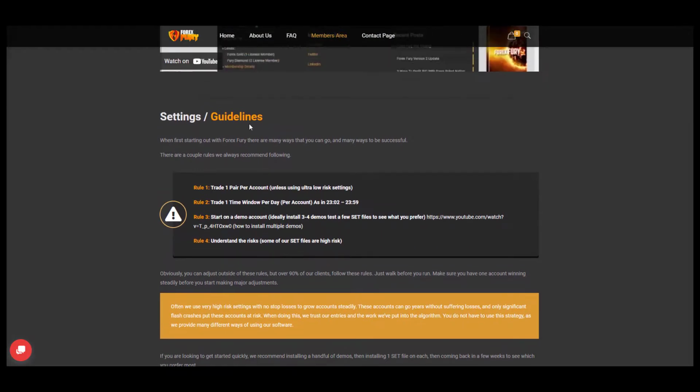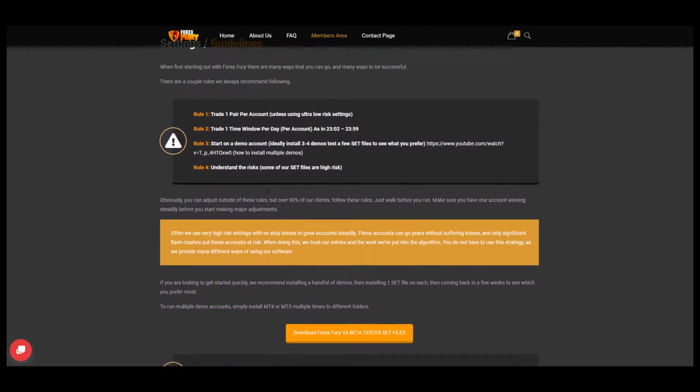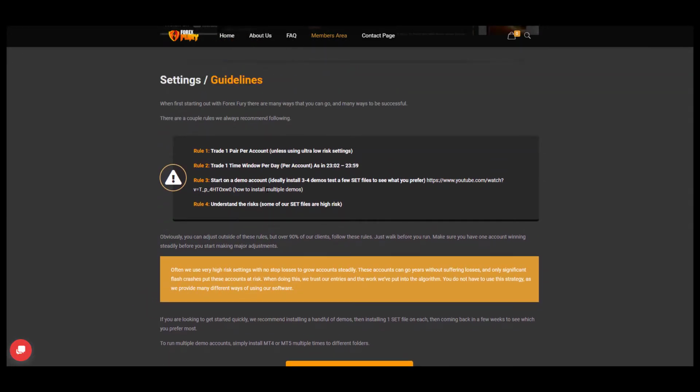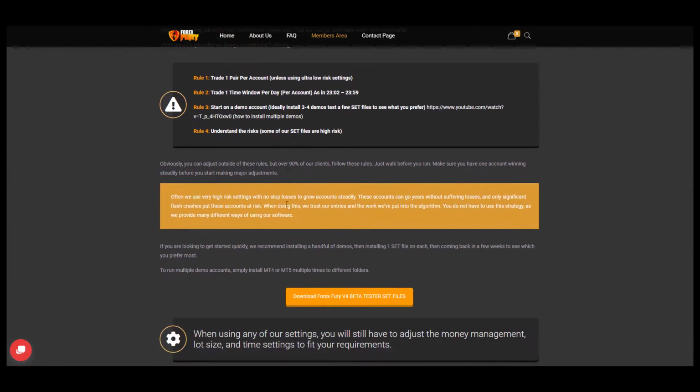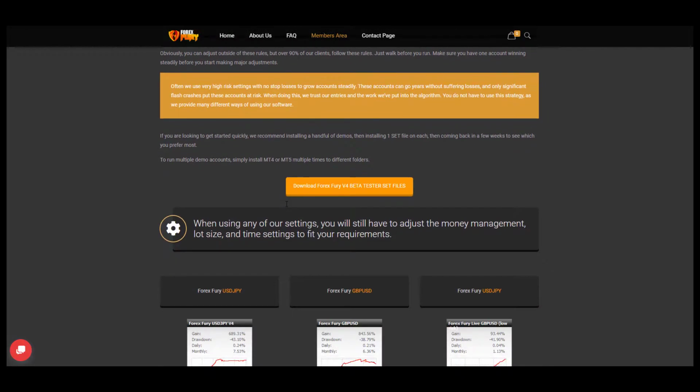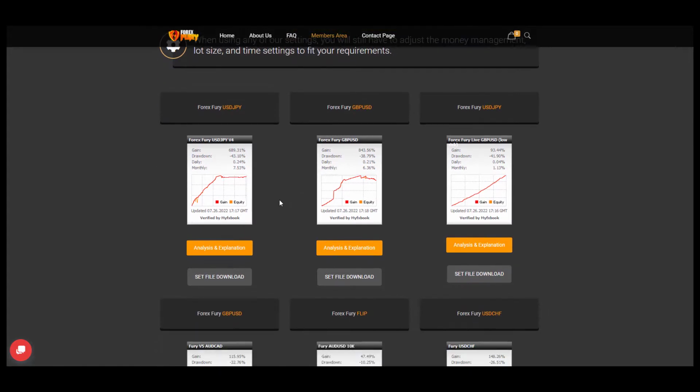We've got some rules and guidelines as well, for, I guess, people that aren't so experienced traders, suggesting more of a low risk look. Start with demo accounts to get a feel for it, and because of that you'll get to know some of the risks more easily. And there's test files. We've already seen these.